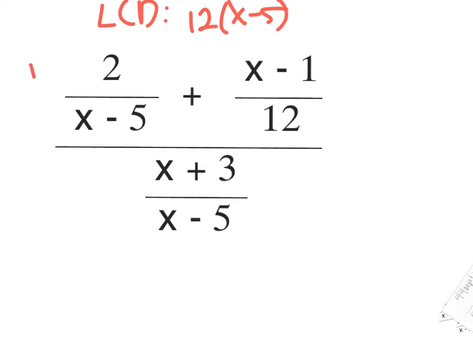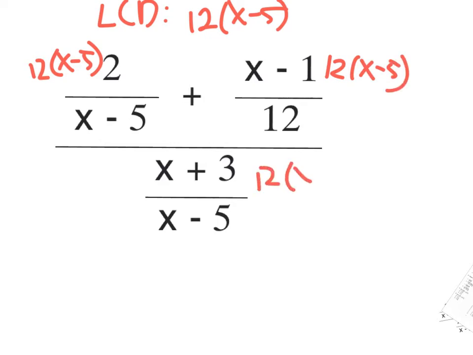I want to put a 12 times x minus 5 right next to each fraction. And what happens when I multiply every single fraction by that LCD, 12 times x minus 5? Well, this x minus 5 cancels with that x minus 5. And what do we have left? We have 12 times 2. And let me rewrite a fraction down here, and let me start writing down my answers on this fraction. Like we said, 12, that's left over right here, times 2, that's going to give us 24.